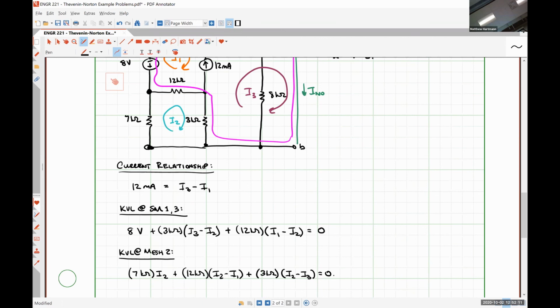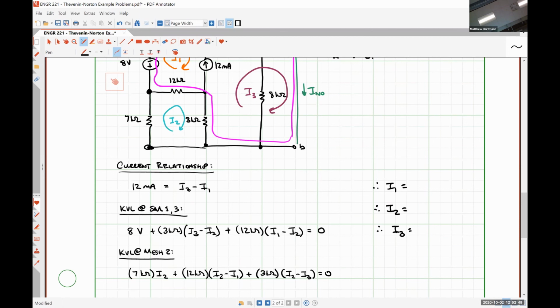All right, so we have 3 equations, 3 unknowns, so we should be able to solve for them. So let's do that. My first equation, the coefficient for I1 is -1, the coefficient for I2 is 0, and the coefficient for I3 is +1, and it's equal to 0.012 amps.